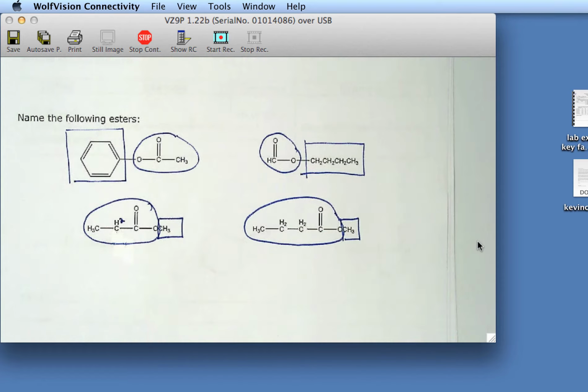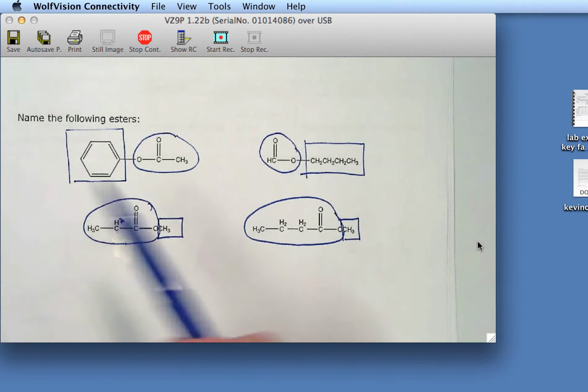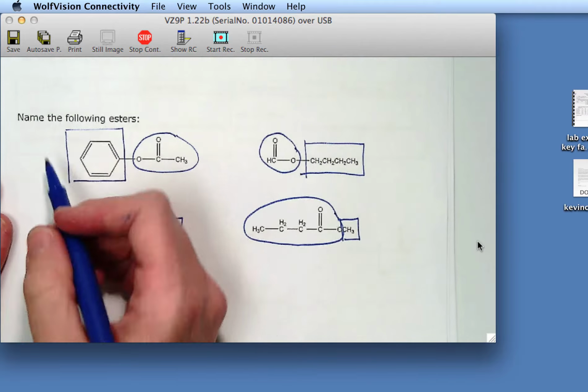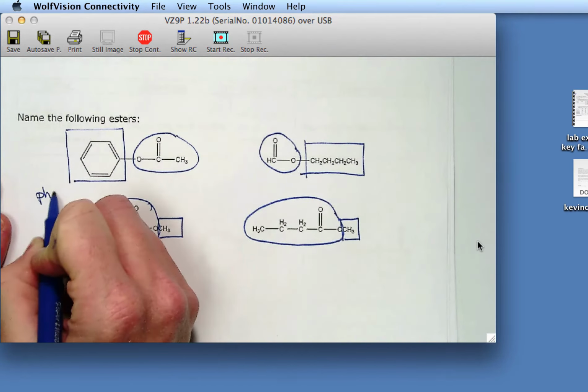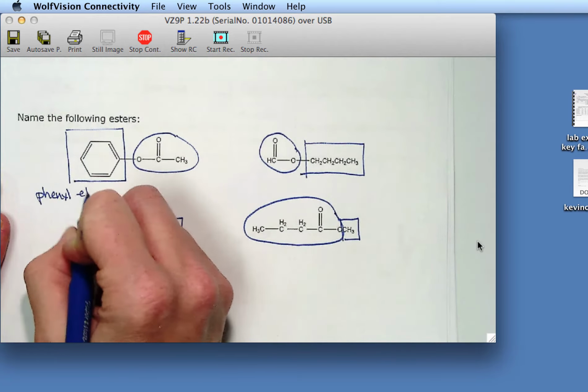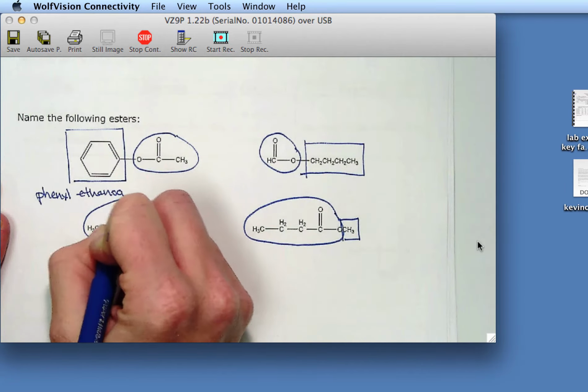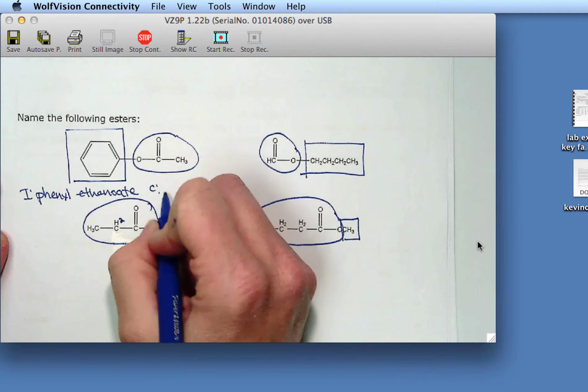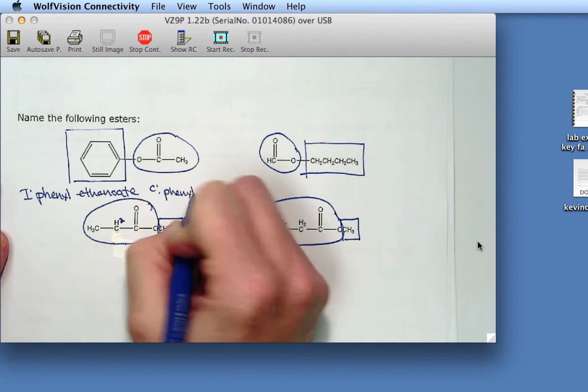So once you have identified the parent and the alkyl group, like I said, naming is just easy. Well, easier than picking out the parent and the alkyl group. But on this one, the alkyl group is phenyl. So it's phenyl ethanoate. That's IUPAC. Common would be phenyl acetate.